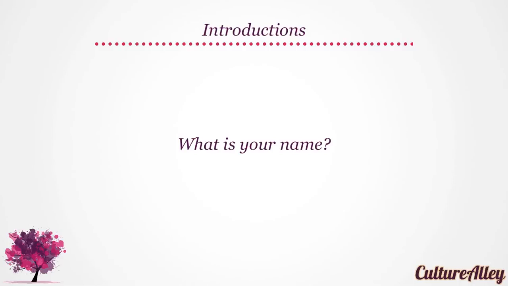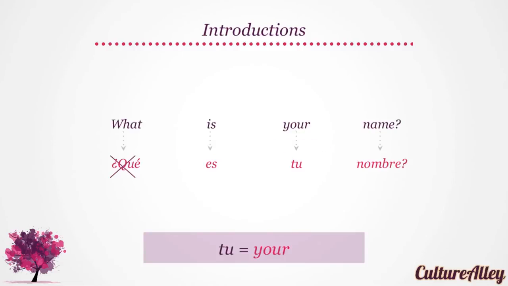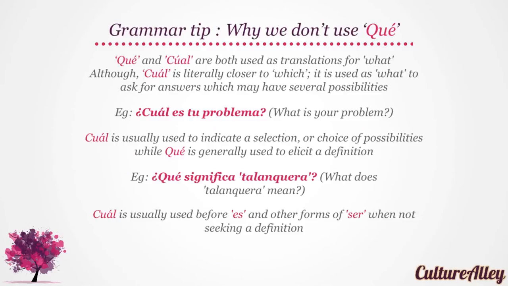Let's learn how to say, what is your name in Spanish? If we look at a pure word-by-word translation, then what translates to qué. Is translates to es. Your is tú. Try that again, please. Your is the unaccented tu. And name is nombre. Try that, please. Remember, nombre means name. However, we don't use qué in this sentence.